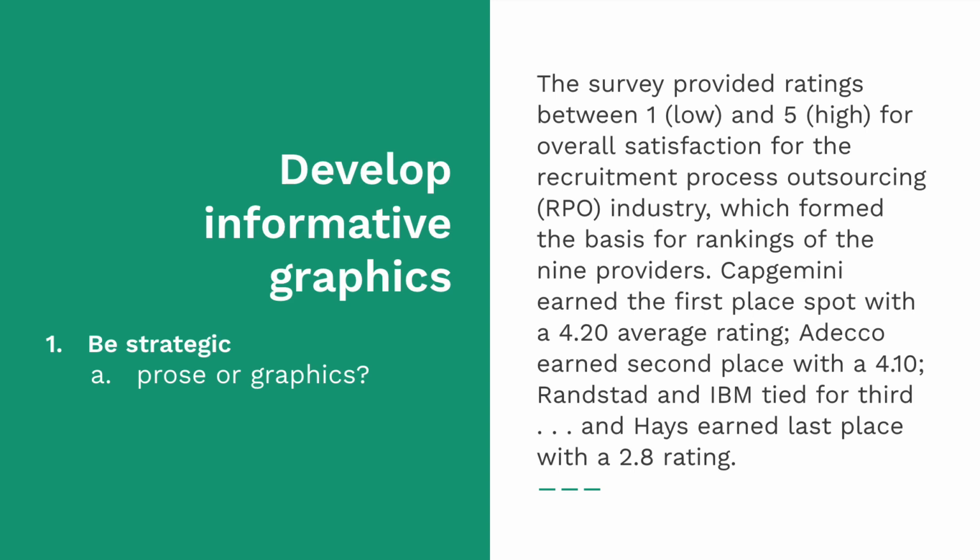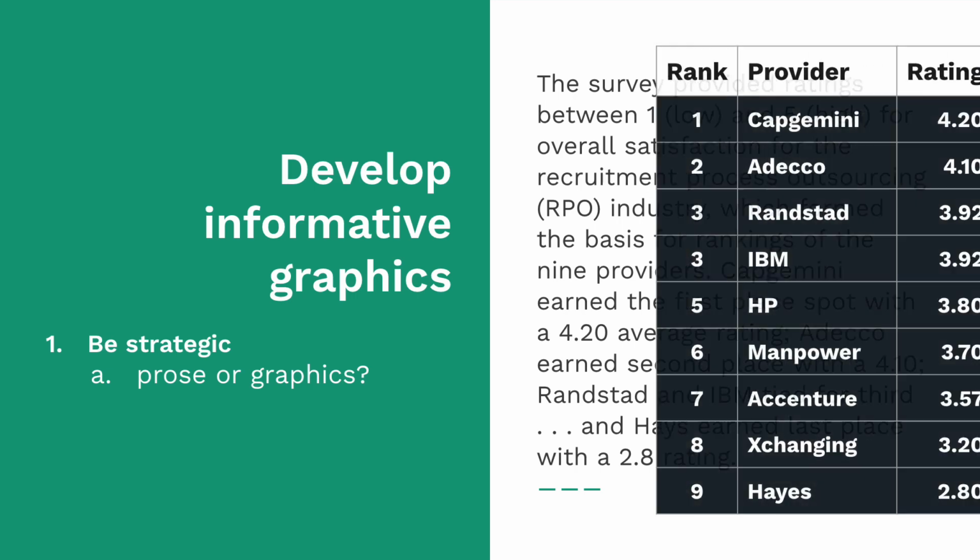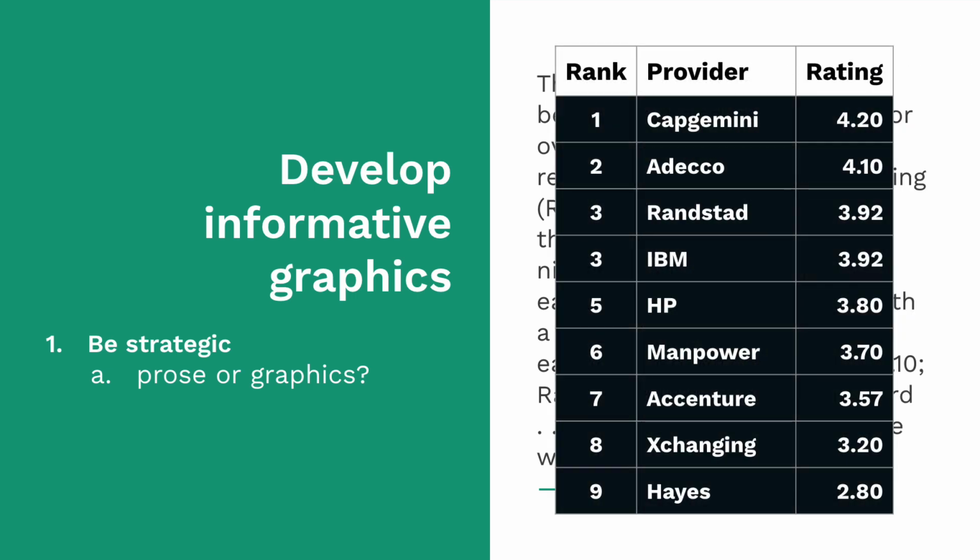Take a minute now to read through this passage from the consulting report. The first principle involved in developing informative graphics is being strategic. This has two parts. First, writers need to choose between prose or graphics when informing their readers. What would meet the audience's needs best in this passage? Few people would prefer to read the detailed quantitative results in prose. Instead, the edition places those results within a table.